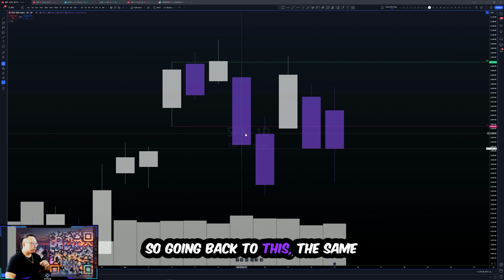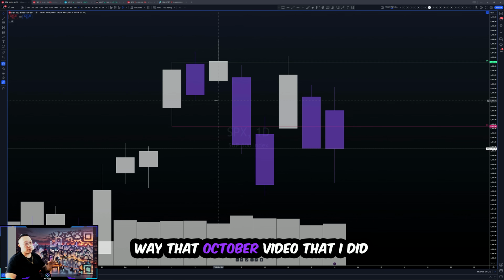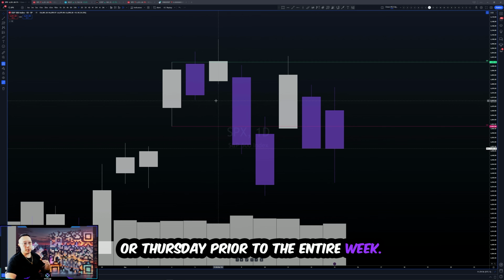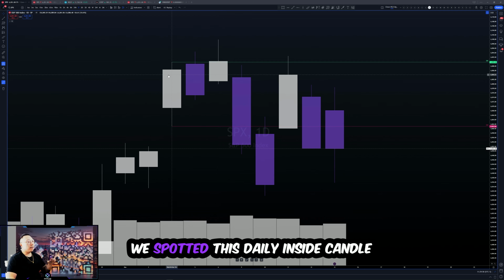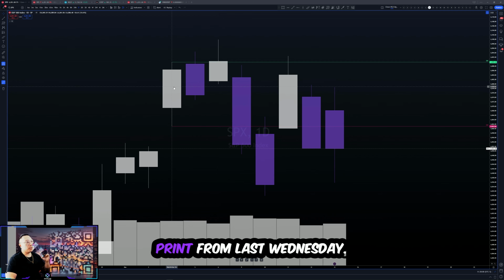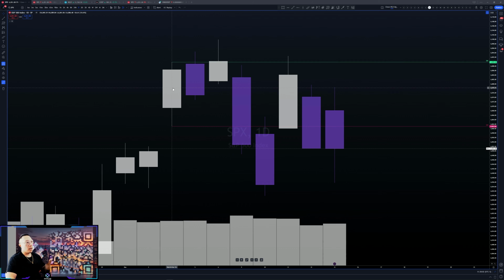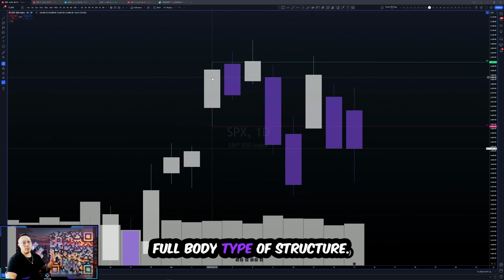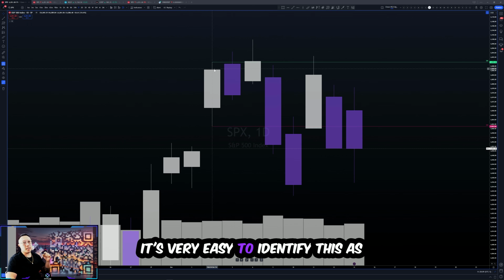Going back to this, the same way that the October video I did started with a single analysis, I also believe it started on a Wednesday or Thursday prior to the entire week. We spotted this daily inside candle print from last Wednesday. As soon as you get this gap up and a very beautiful, almost full body type of structure, it's very easy to identify this as a potential daily inside candle.